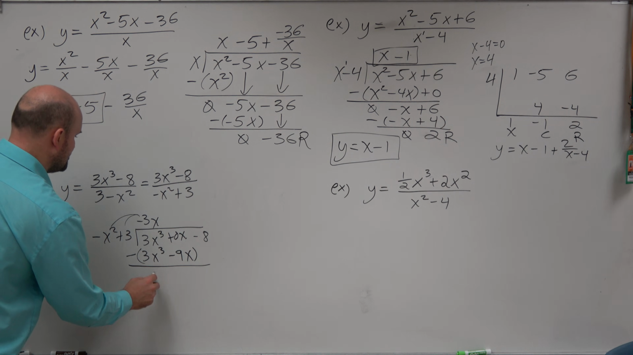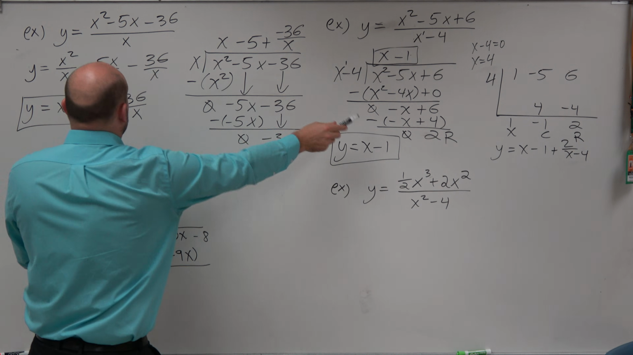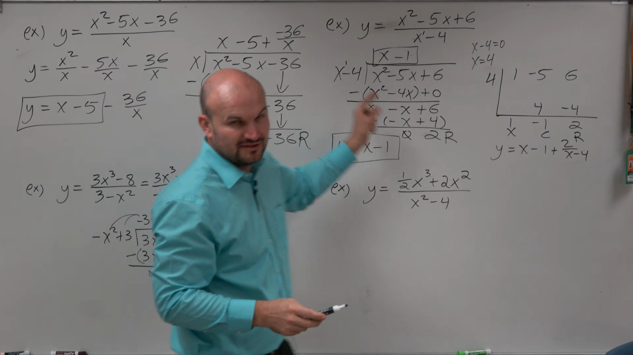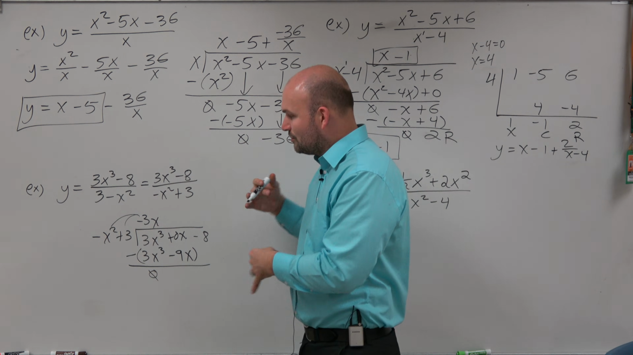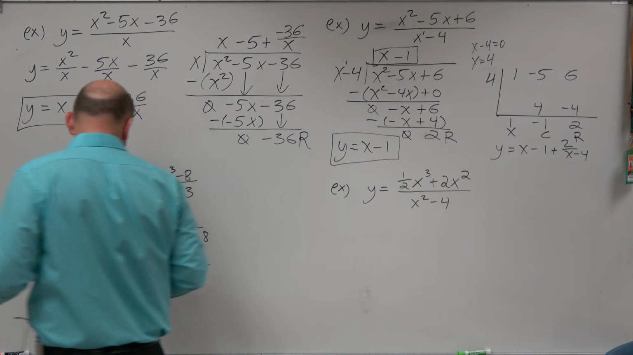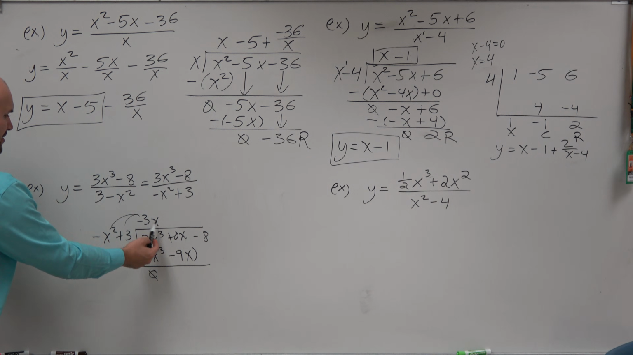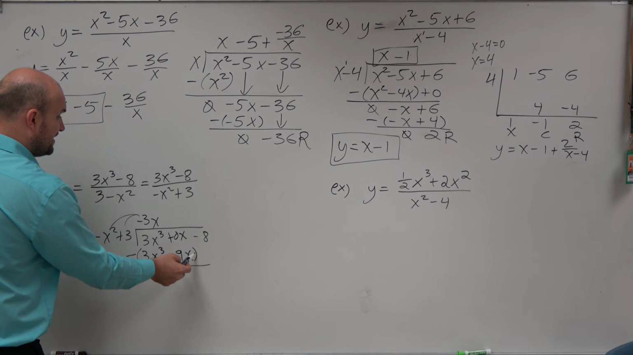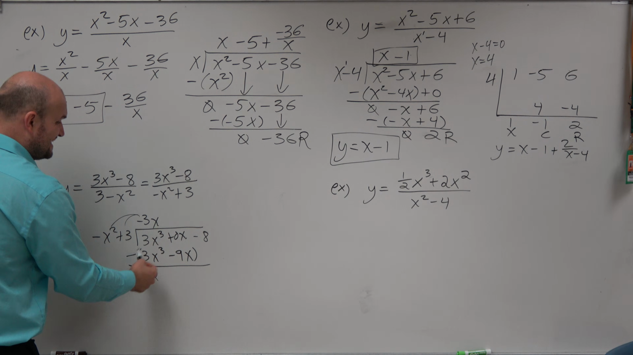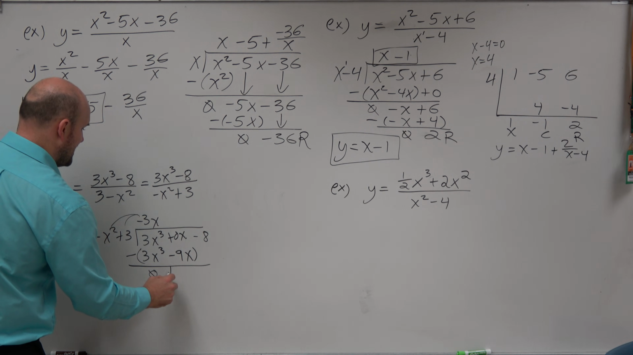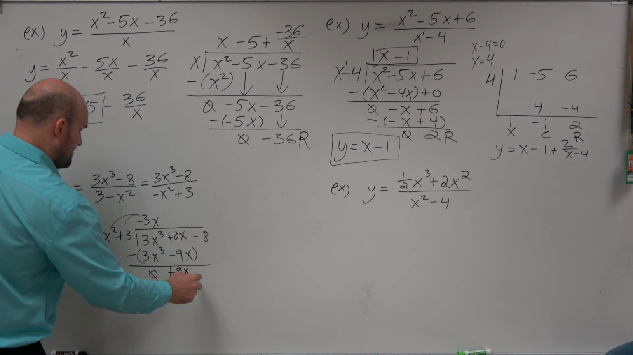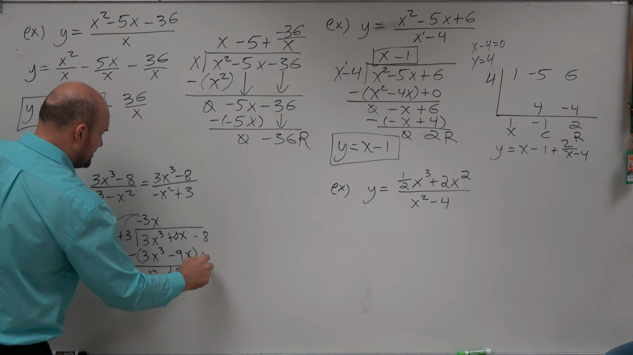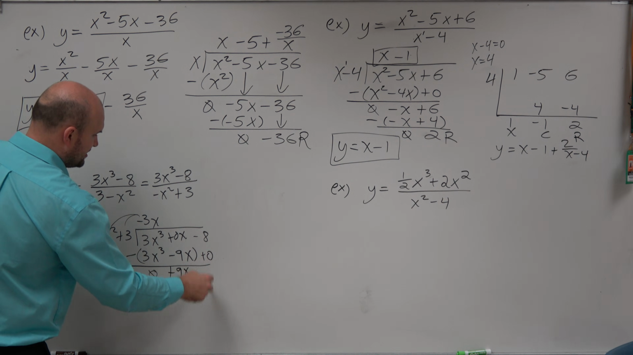3x cubed minus 3x cubed is going to be 0. Notice how that's the same pattern. We want to get that every single time. So if you don't get that, either check your math or check exactly what you did, because they should be exactly the same. So then we do 0 minus a negative 9x. Again, 0 minus a negative 9x is now going to be a positive 9x. And then we could do negative 8 minus 0, or you can just bring it down.